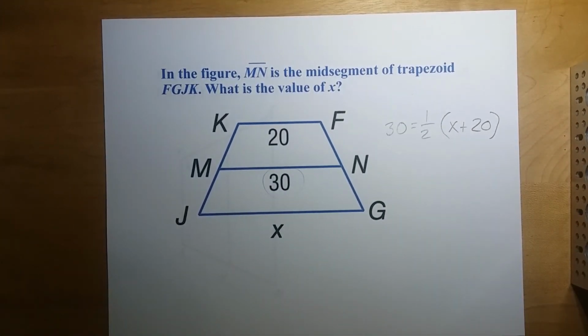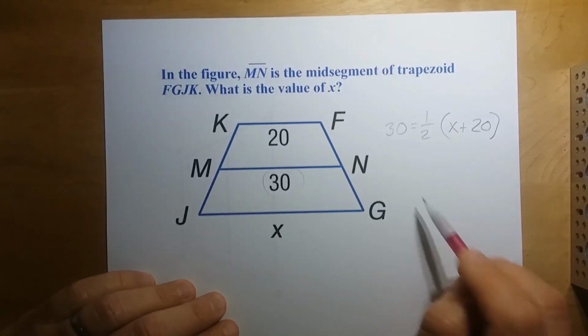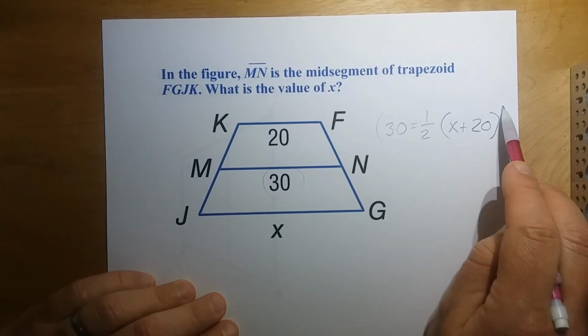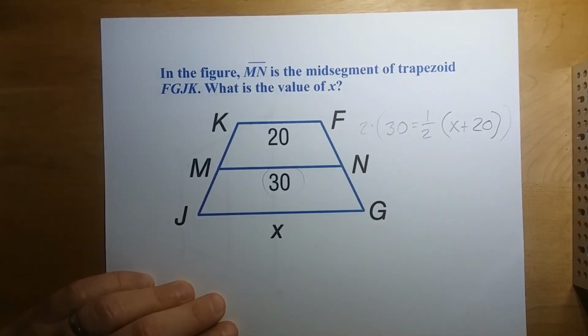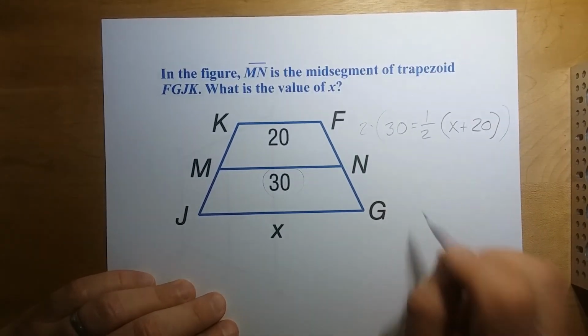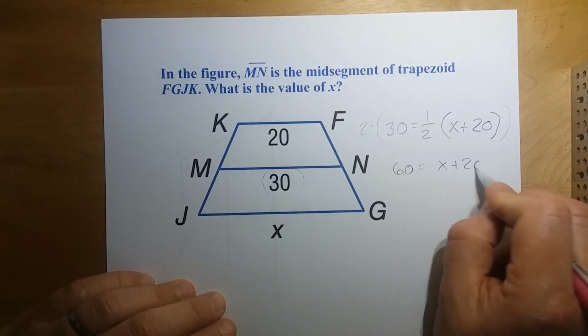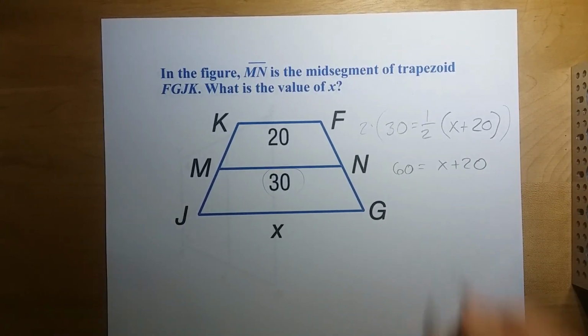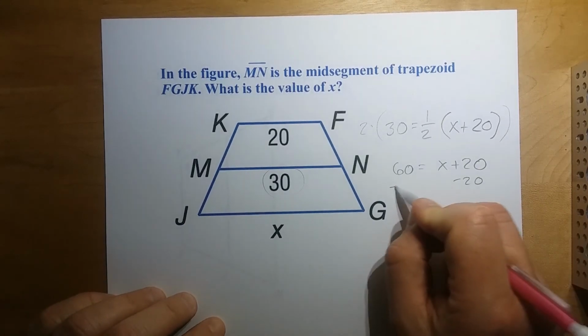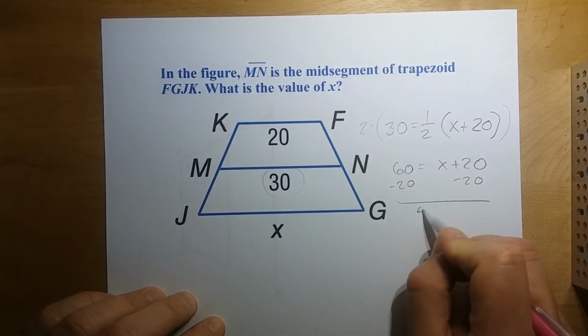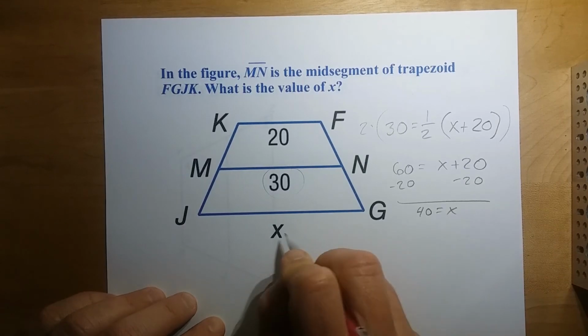Now, could we solve that for x? Probably the fastest way to do that would be to multiply this entire equation by 2 to get rid of that 1/2. And we get 60 equals x plus 20. And if we subtract 20 from both sides, we're going to get 40 equals x.